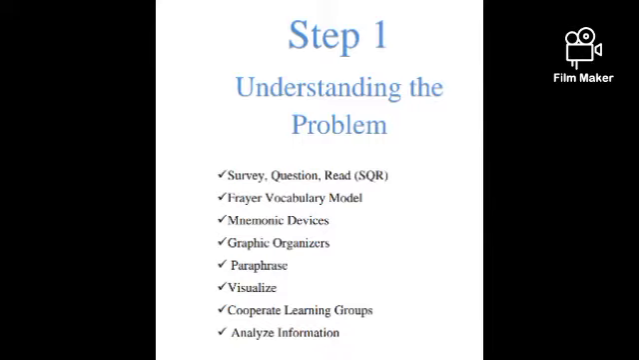PEMDAS, where P stands for parentheses. This means that if an expression to be simplified contains parentheses or grouping symbols, the operations inside the parentheses or inside the grouping symbols should be performed first. And E in PEMDAS represents exponent. That is, exponentiation has to be performed next after simplifying the expression inside the parentheses or grouping symbols. And then the next operation to be performed is multiplication, followed by division, addition, and finally subtraction.